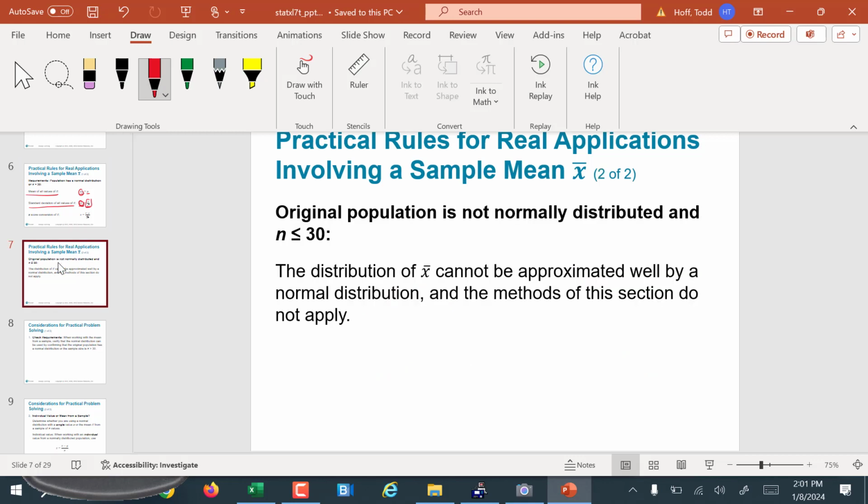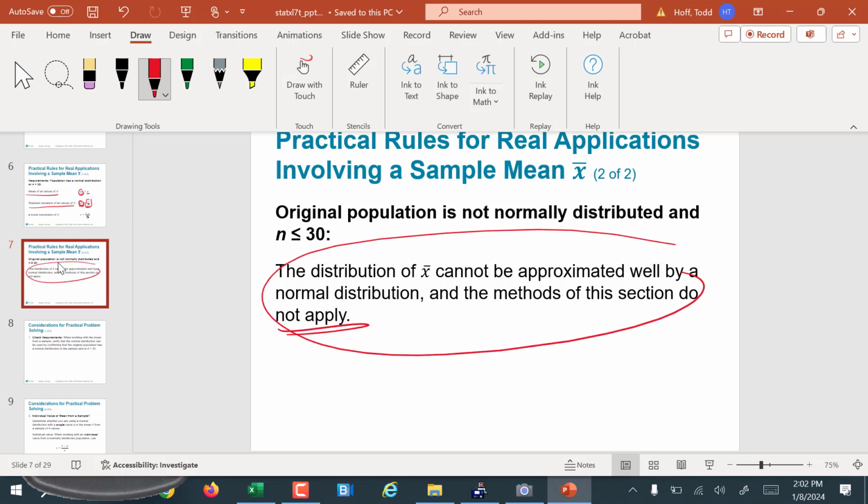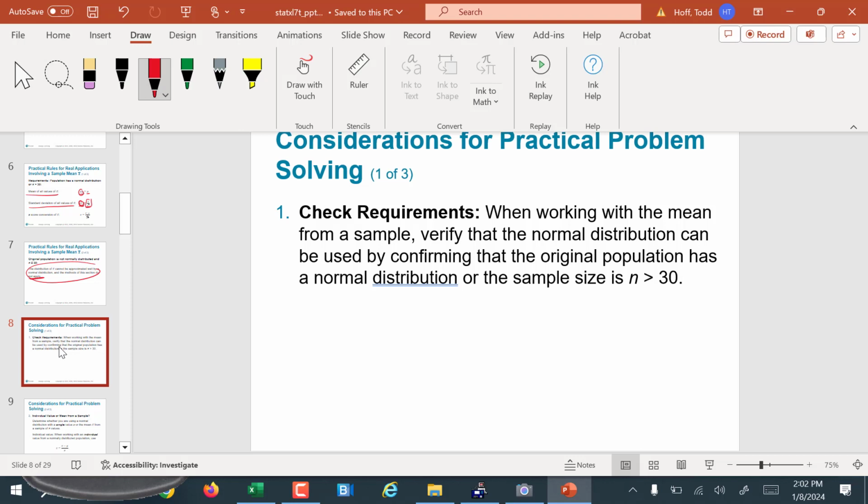So our practical rule, as we said, is that either the population has to be normally distributed or the sample size has to be bigger than 30. So before we apply this, that's one thing we should always check. Is the population normally distributed? If it's not, is the sample size greater than 30? If it's not, then these methods do not apply. We can't use them. So it's always wise to check those requirements before we proceed to do all this analysis.